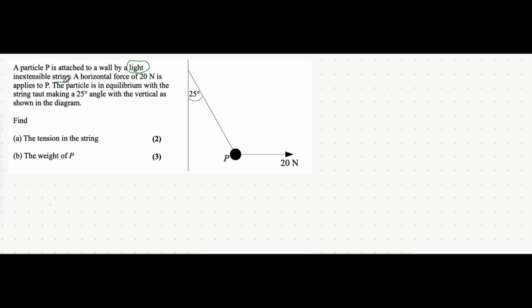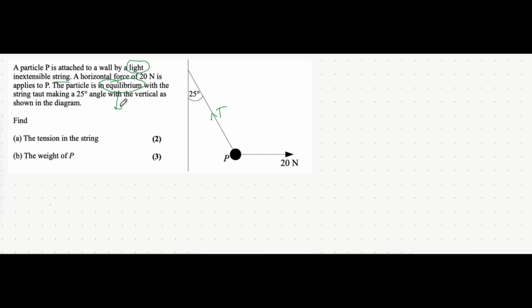And whenever there's a string or tow bar or rope connecting two objects, in this case the wall and this particle P, there's always tension acting up the rope. A horizontal force of 20 newtons is applied to P, as we can see on the diagram. The particle is in equilibrium.